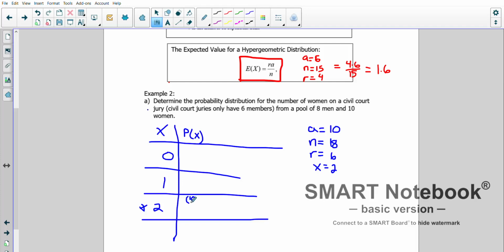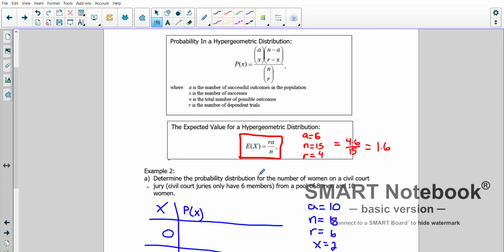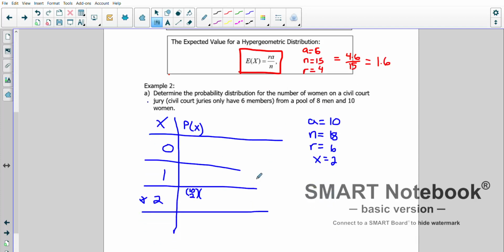Okay, and that's how you pick exactly 2 women. And then it wants me to do n minus A. Well, what's n minus A? That's going to be the number of men. Total number of people minus the number of women.